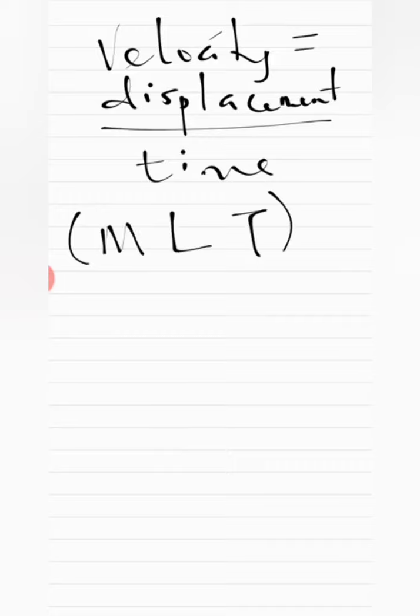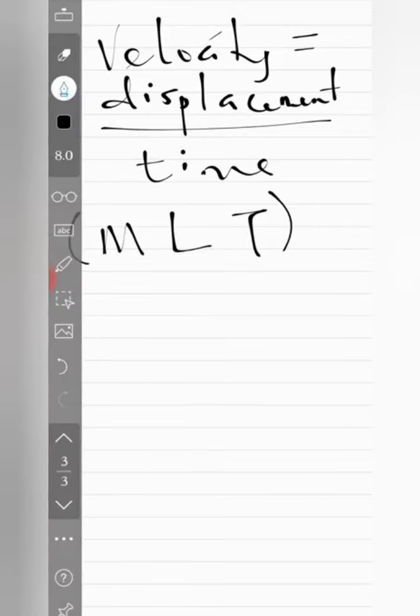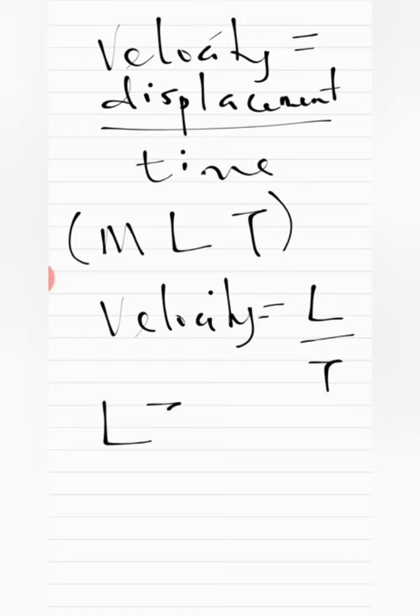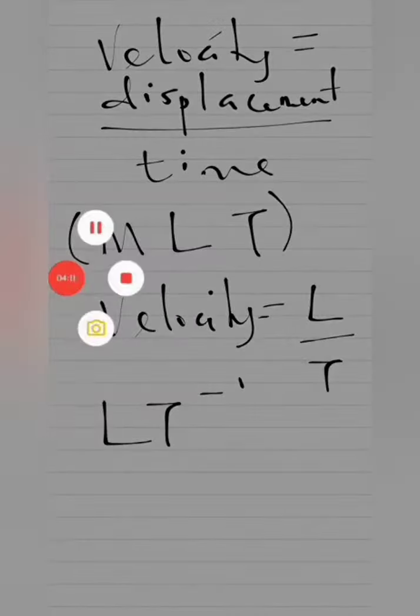And of course, velocity will be equal to displacement, now represented with letter L, divided by time, which is capital letter T. And of course, the dimension of velocity will be LT raised to power minus 1.